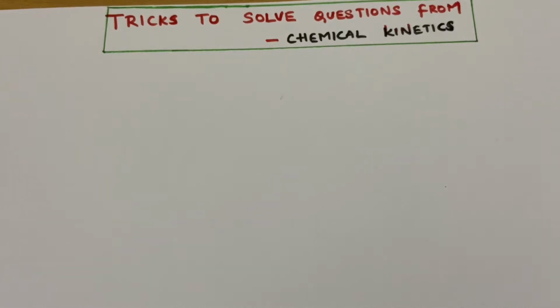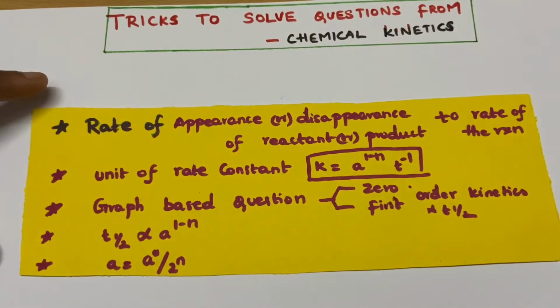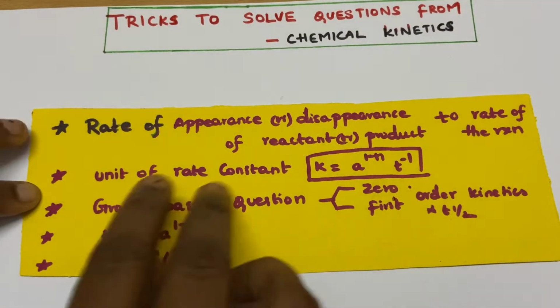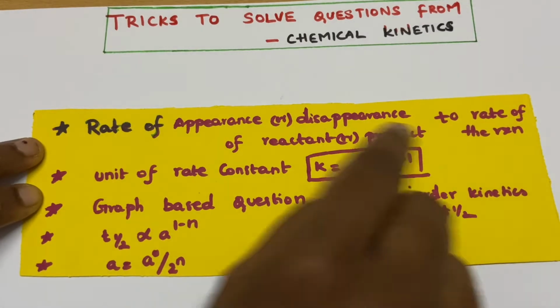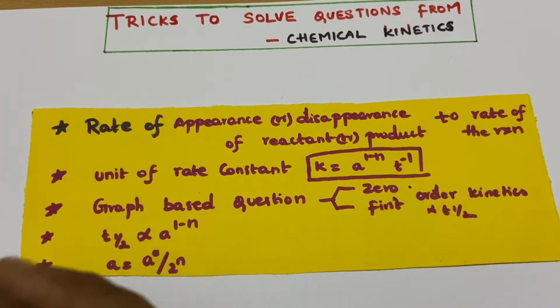In this class, I am going to tell you the tricks to solve questions from chemical kinetics. By watching this video, I am going to tell you the trick based on the concepts, like if the rate of the reaction is given, how to find out the rate of appearance or disappearance of a reactant or a product, and how to find the unit of rate constant for any order reaction. If they ask you randomly, like what is the unit for the second order reaction, third order reaction, after knowing this trick, you can easily crack those kind of questions.